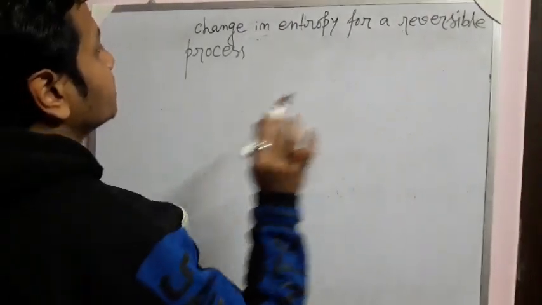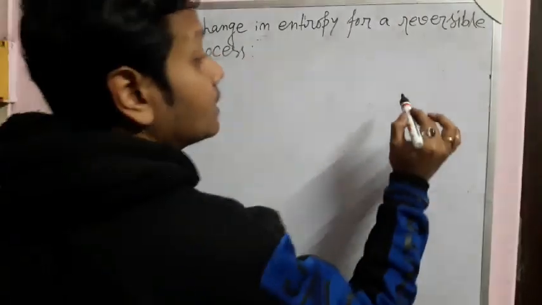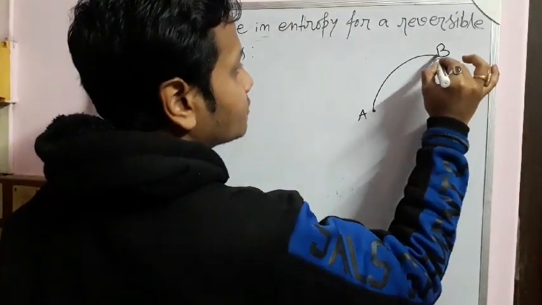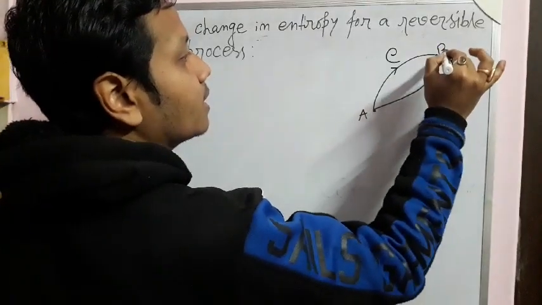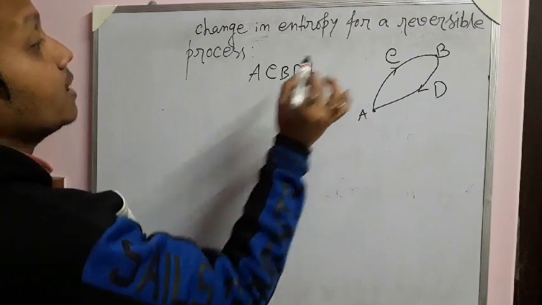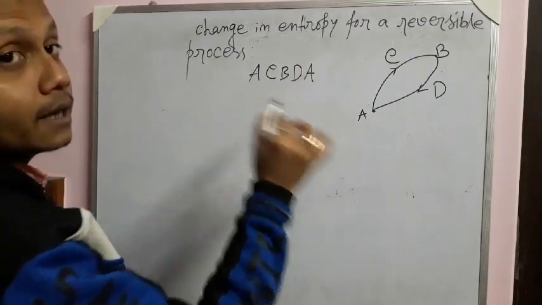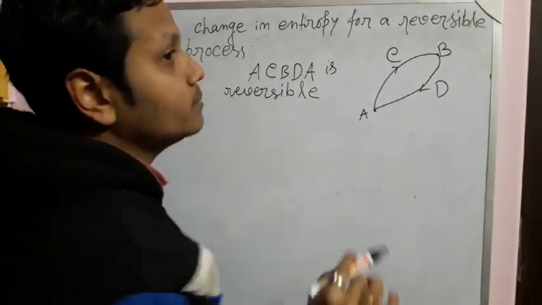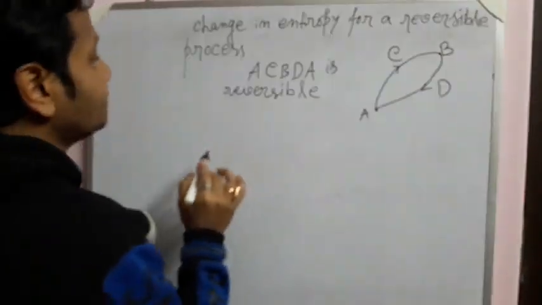So what will be the change in entropy for a reversible process? Take an example. Suppose a system moves from A to B, and again returns from B to A. Suppose it moves from A to B via the ACB path and returns from B to A via the BDA path. So this is a reversible cycle, A, C, B, D, A. Why? Because it returns to the initial state, it is reversible.